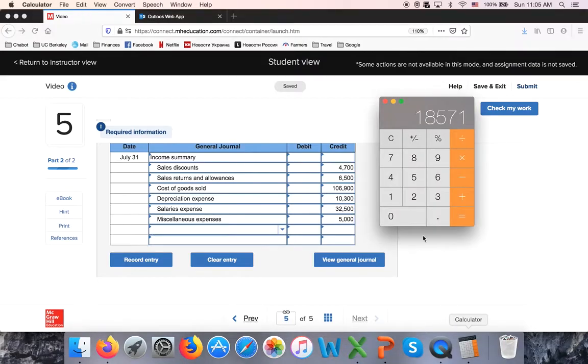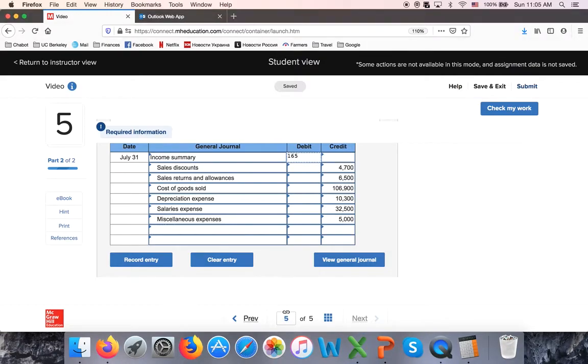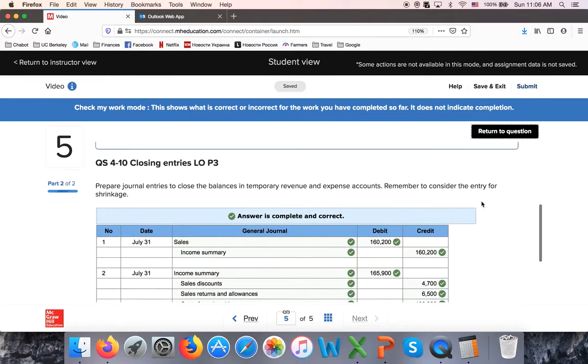So I'm going to add all of these credits together: 4,700 plus 6,500 plus 106,900 plus 10,300 plus 32,500 plus $5,000. It gives me 165,900. Goes right here, and we don't need to do steps 3 and 4. So these are just our first 2 steps of the closing entries.